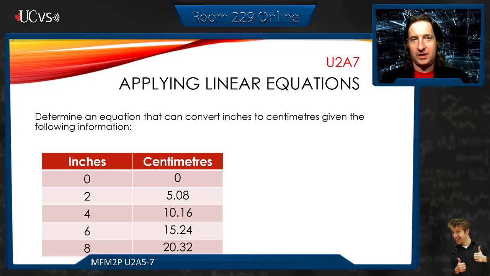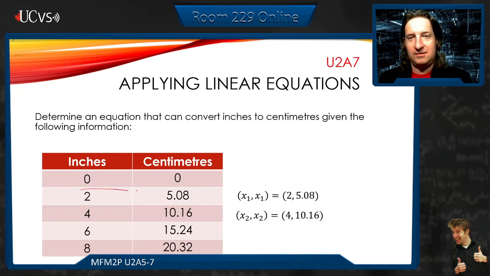Determine an equation that converts inches into centimeters given the following information. 0 inches, 0 centimeters. Okay, 2 inches, 5.08 centimeters, and so on in my graph. So what I can do now is take points. I can use this row to come up with ordered pairs.